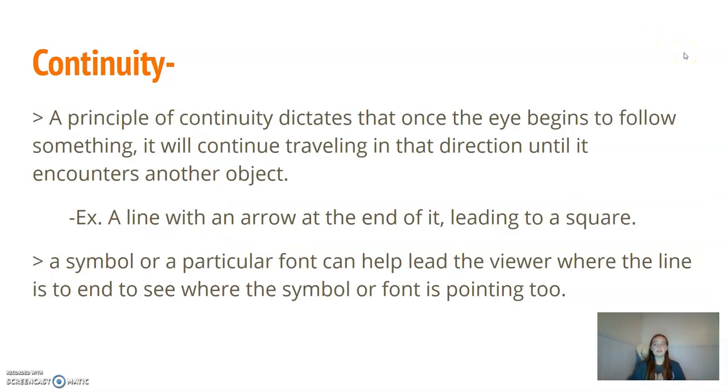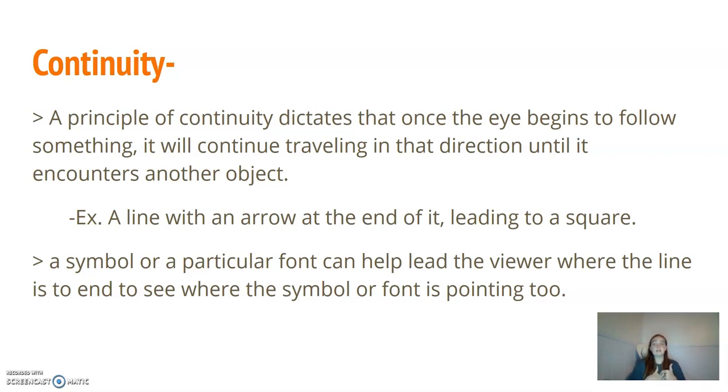Our next principle is continuity. The principle of continuity dictates that the eyes that belong to follow something will continue traveling in the direction until it encounters another object. Basically, if I'm pointing at, say, this glass, your eye is going to follow to the glass. Or an arrow, and at the end of it is a square. Your eye wants to travel through the arrow to what it's ending at.